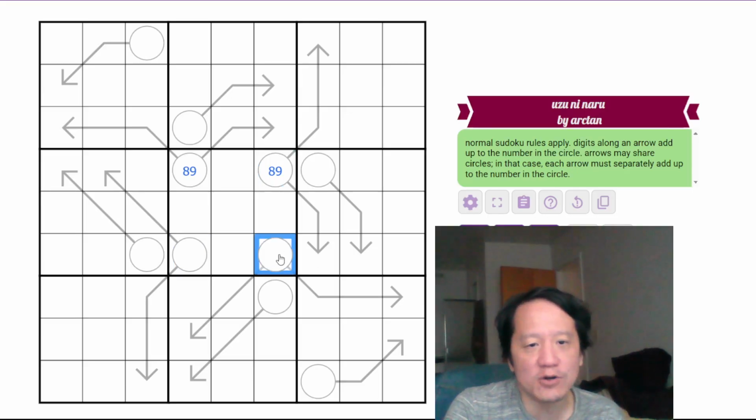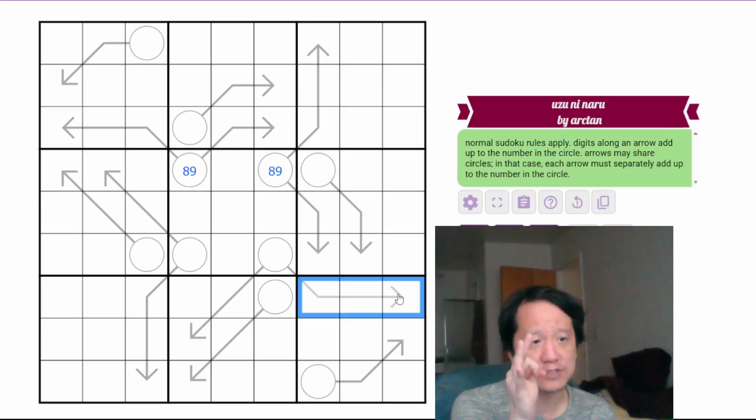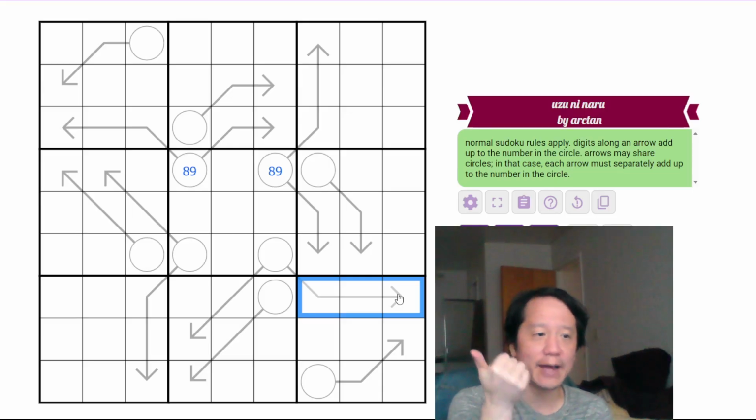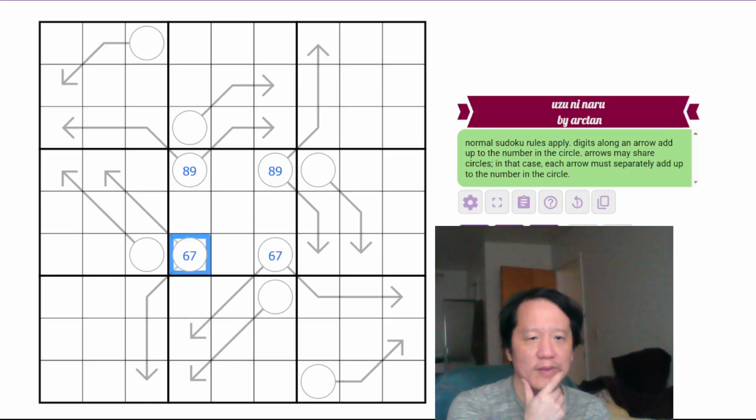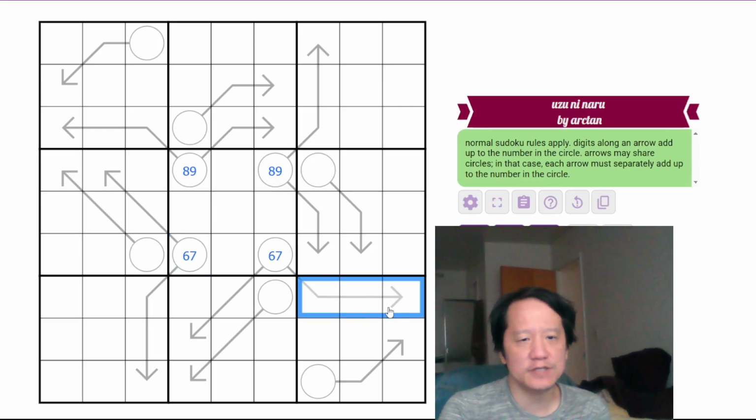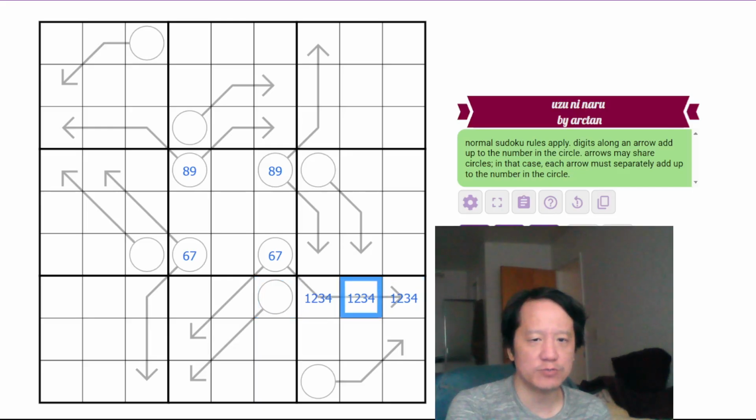Therefore, these cannot be 8 or 9, but these are the sum of 3 unique digits. The sum of 3 unique digits is at minimum 1 plus 2 plus 3, which is 6. So this has to be 6 or 7, and this must be 6 or 7. That means these 3 digits are either 1, 2, 3 or 1, 2, 4, which means we're guaranteed a 1 or 2 here, and this must be 3 or 4 here, because it's with 1 or 2 guaranteed. So this is 1, 2 as a pair, this is 1, 2, 3, 4 as a triplet.